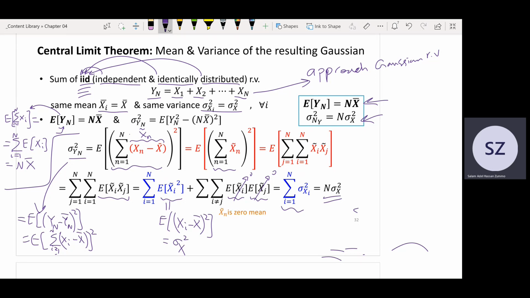So the higher the number of n, the better approach the result. It approaches Gaussian in a better way. It becomes more Gaussian. And again, at the end, it approaches Gaussian. Nobody said that it is Gaussian, but it approaches Gaussian, and they will show you now some experiments about.